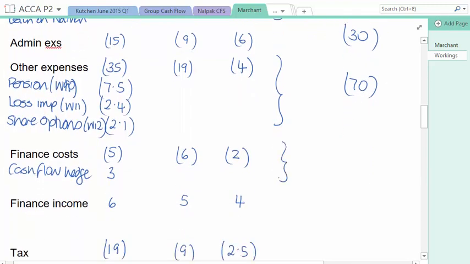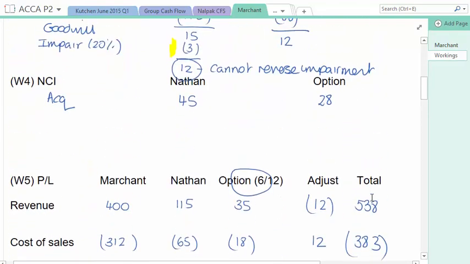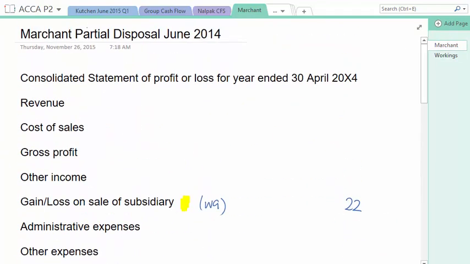Finance costs after the adjustment come to 10. Finance income is 15. Tax is 30.5. And then you would transfer all of those figures to the face of your answer, and you would work out the NCI on those totals just by multiplying through by the percentages. But as you can see, there's an awful lot going on in this question, and there's an awful lot of tidying up that needs to be done as well. So we transfer all these figures, you could work out your subtotals and so on. That's the least important part of the question. But let's just take a look at those numbers.